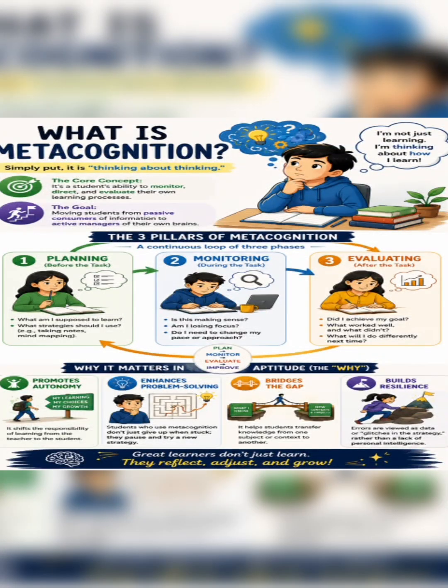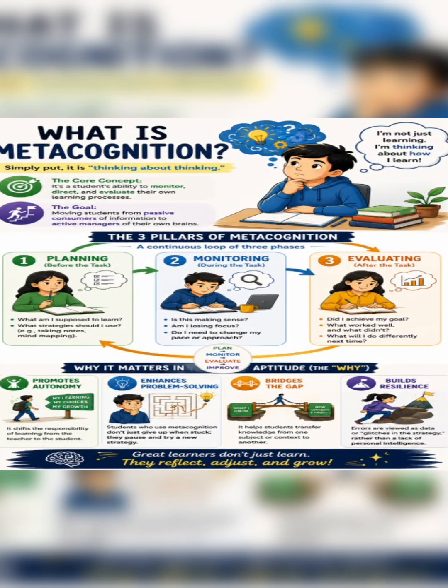Let's get into it. The main goal of metacognition is to move students away from being passive consumers of information and turn them into active managers of their own brains. To do that, we rely on a continuous cycle called the three pillars of metacognition. Number one, planning. Planning happens before you even start a task. Look at the green panel in the image. This is where you ask yourself intentional questions. What am I supposed to learn here? What strategies should I use? Am I going to take structured notes or should I use a mind map? You set a roadmap before you start driving.